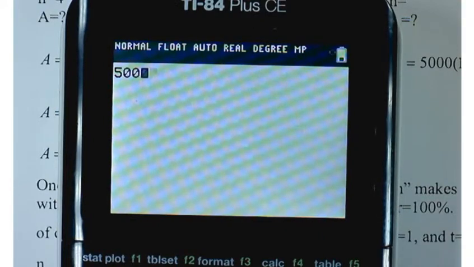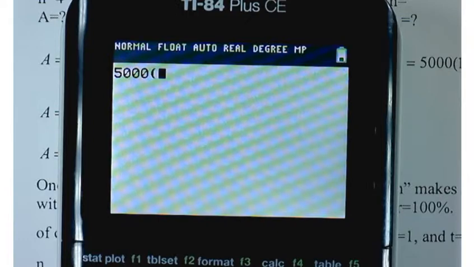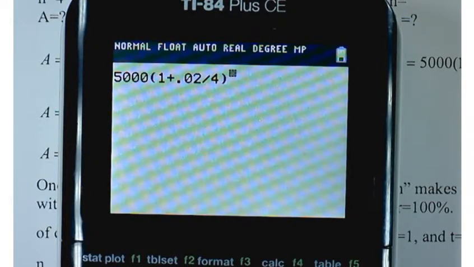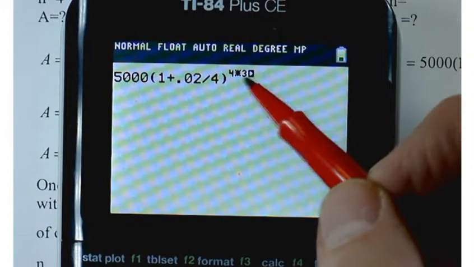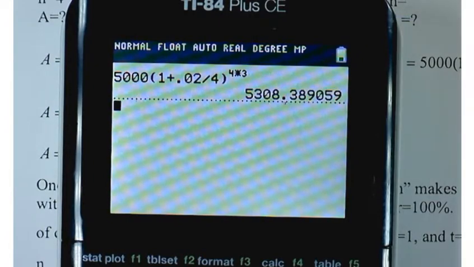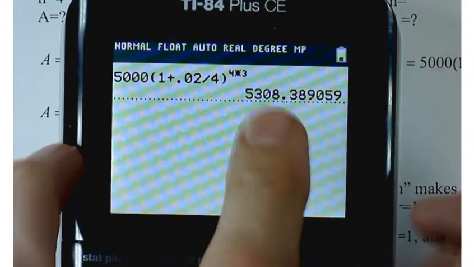So 5,000, parenthesis. You do not need to hit the times key because it understands that you're multiplying things. 5,000, parenthesis 1 plus 0.02 divided by 4, raised to the 4 times 3. Now, if you can look at that and go, oh, well, that's 12, that's fine. Some of you, if you got a really old calculator, it's going to give you problems if you try and enter it like this. This one works out fine. 5,308.389, etc.